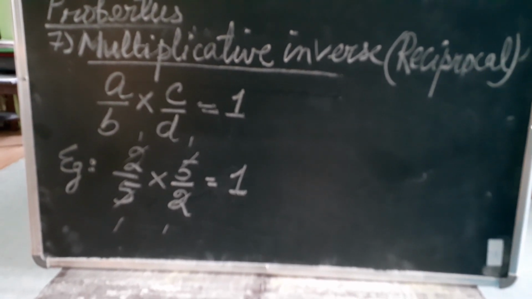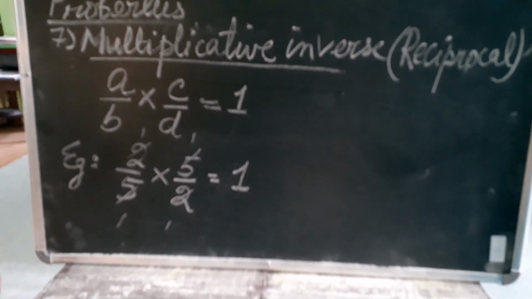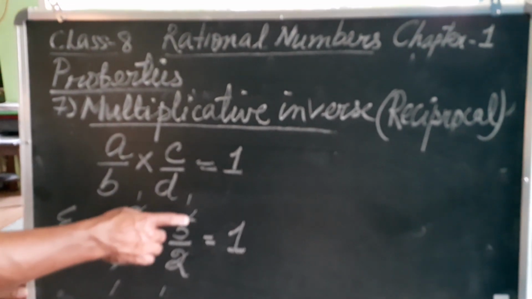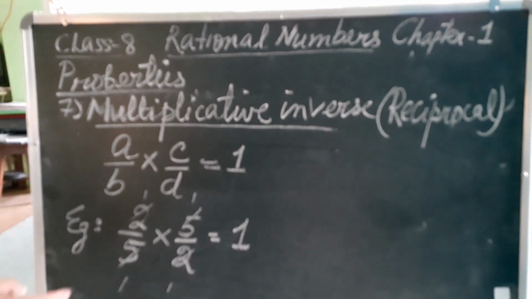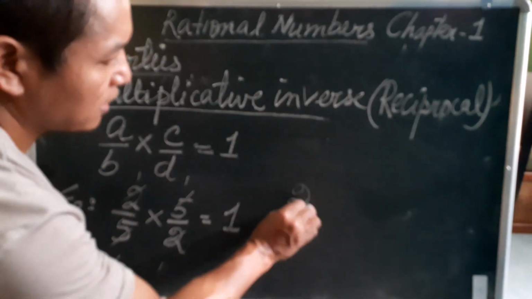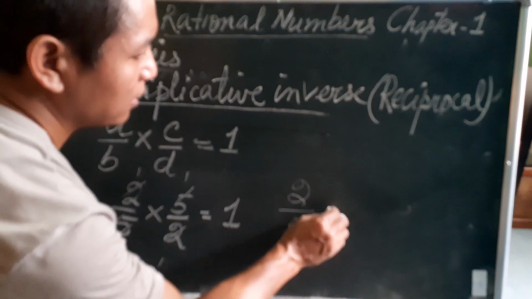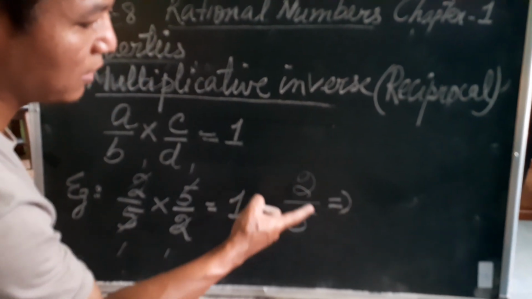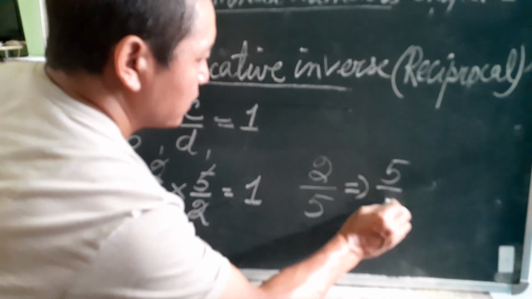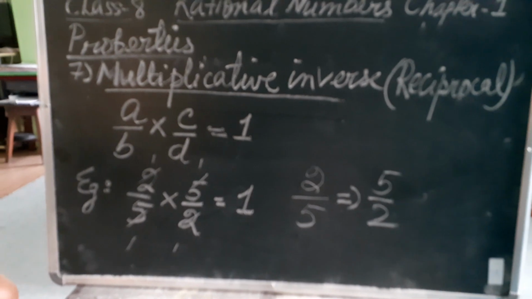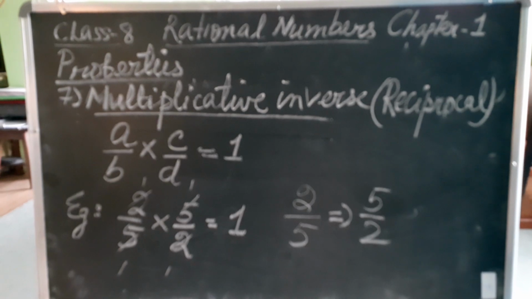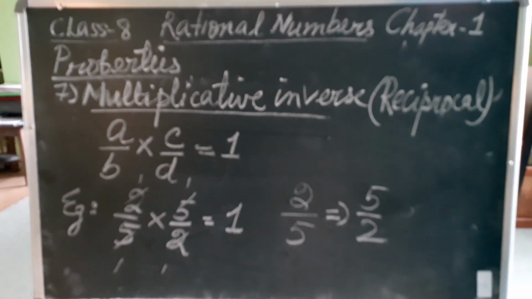Multiplicative inverse is also called the reciprocal of a rational number. The reciprocal of 2 by 5 is 5 by 2. That means finding the multiplicative inverse means interchanging the numerator and denominator. Here the numerator is 2 and the denominator is 5. You are interchanging, so 5 will come up and 2 will go down. When we interchange the numerator and denominator, we get the multiplicative inverse of a rational number.